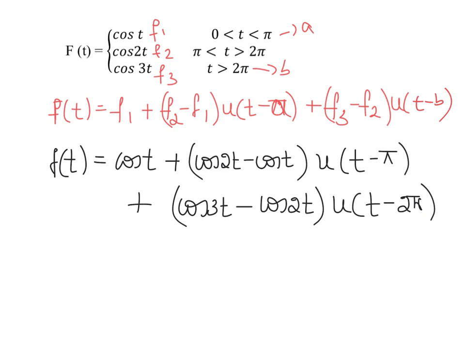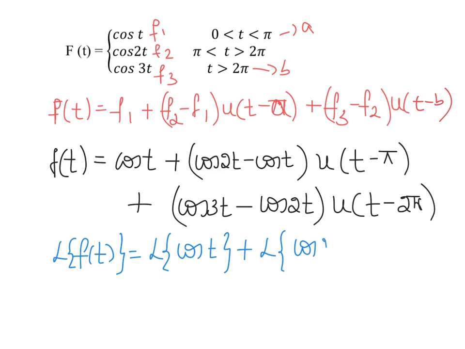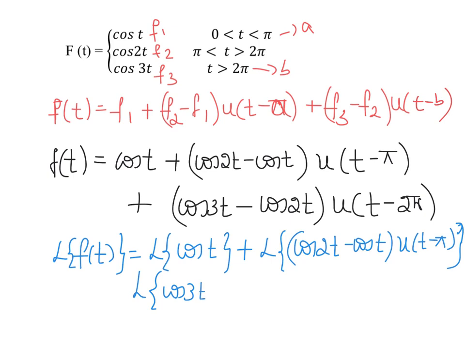Next we find the Laplace transform on both sides. So we just take the Laplace transform on both sides. So L of f of t is Laplace transform of cos t. Let us separate it. Next, Laplace transform of cos 2t minus cos t, multiplied with the unit step function u of t minus pi. Next we have Laplace transform of cos 3t minus cos 2t, multiplied with unit step function u of t minus 2 pi.